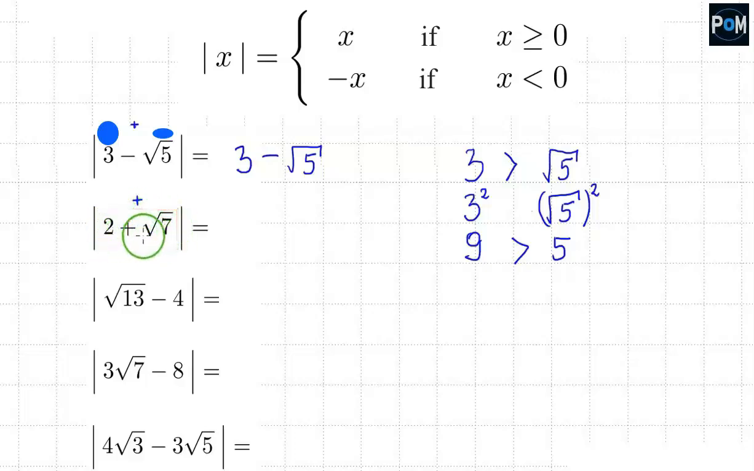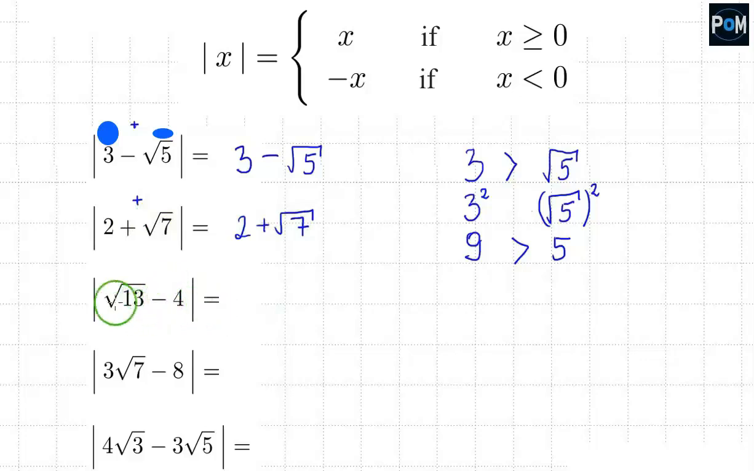So in such an example, we're definitely going along the upper part of this branch according to the definition. We know that the middle is positive, therefore the result of the absolute value will be exactly the same as what we had inside. So it will be 2 plus the square root of 7. Nothing changes here because the middle is positive. The third example, the square root of 13 minus 4.